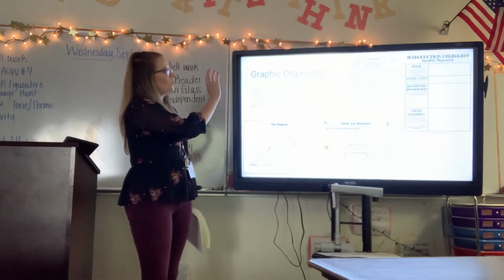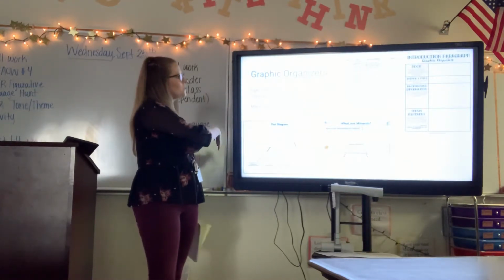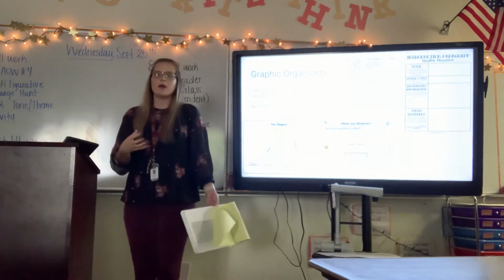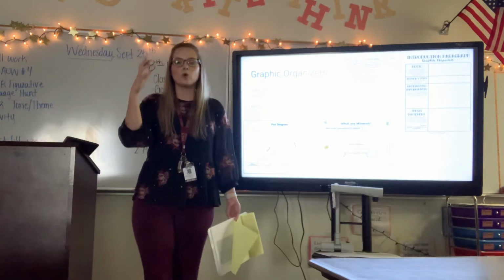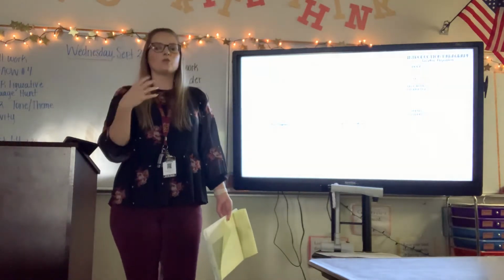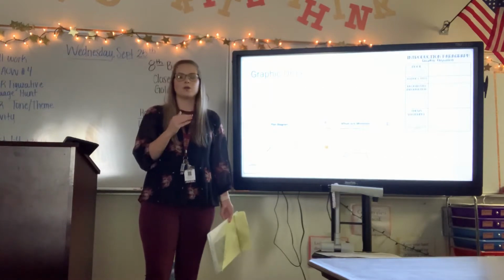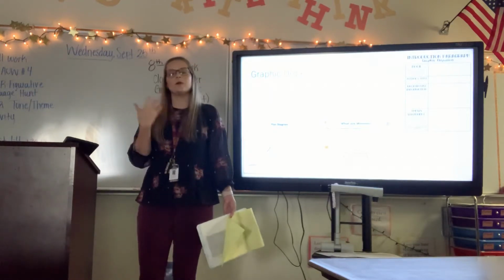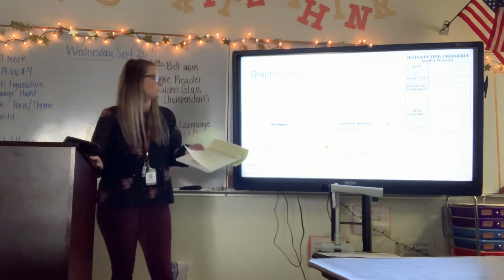You can use it for essays, you can use it for stories, you can use it for science, any way for kids to know where to put information and how to store it without having to worry about doing their notes wrong. Graphic organizers are going to lead them through a lesson, and they can be more focused on what they're learning and less worried about doing something wrong and not knowing how to take notes or not being able to keep up.